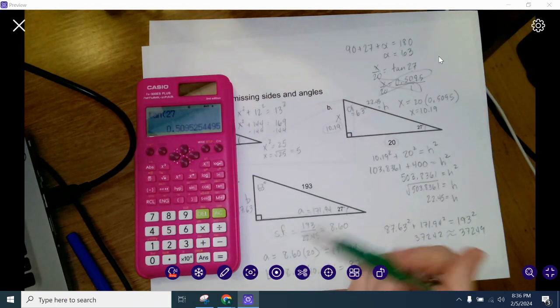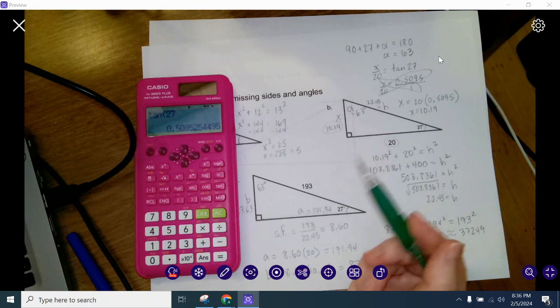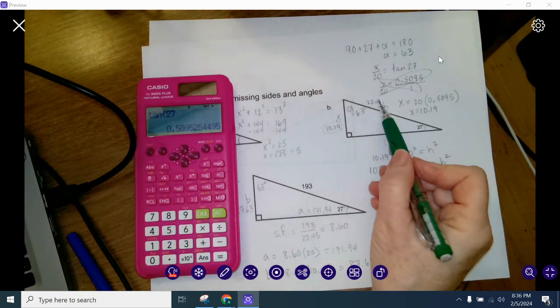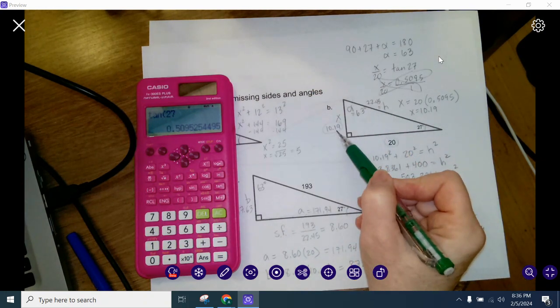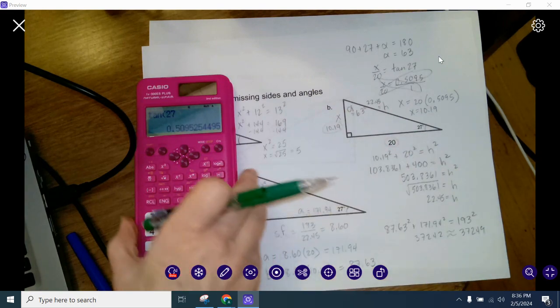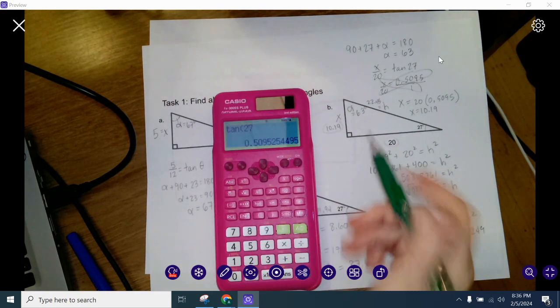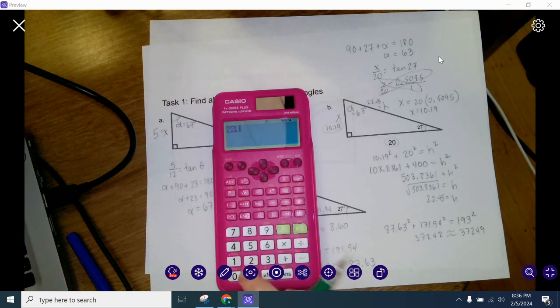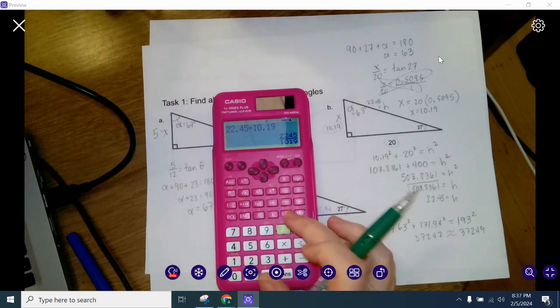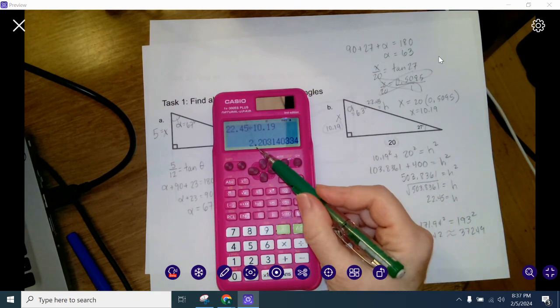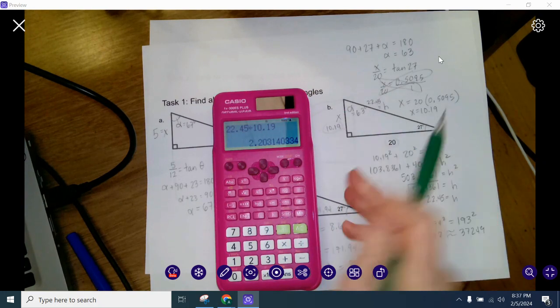But what about if we divide other side lengths? What if we divide, say, the hypotenuse with the opposite side? So if I do, say, 22.45, and I divide that by 10.19, from this one, I get 2.2. Okay, so keep that in mind, 2.2. When I divided this by this, I got 2.2.